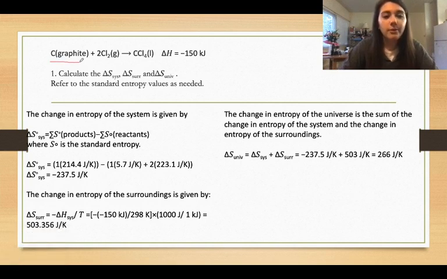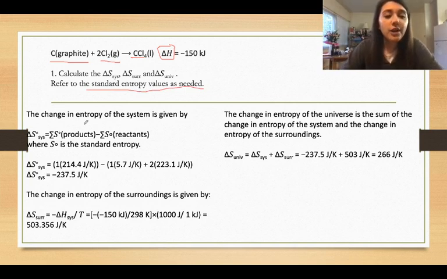Number 1, we're going from graphite and chloride to tetrachloride, and this is already telling us the enthalpy. All right, so it's telling us to calculate system, surroundings, and the universe entropy changes. Cool. And it's telling us that the standard entropy values are needed, and we're going to get them from a graph that I, of course, don't have. I've already plugged them in, and I got them from a graph. You will be using them from a graph.